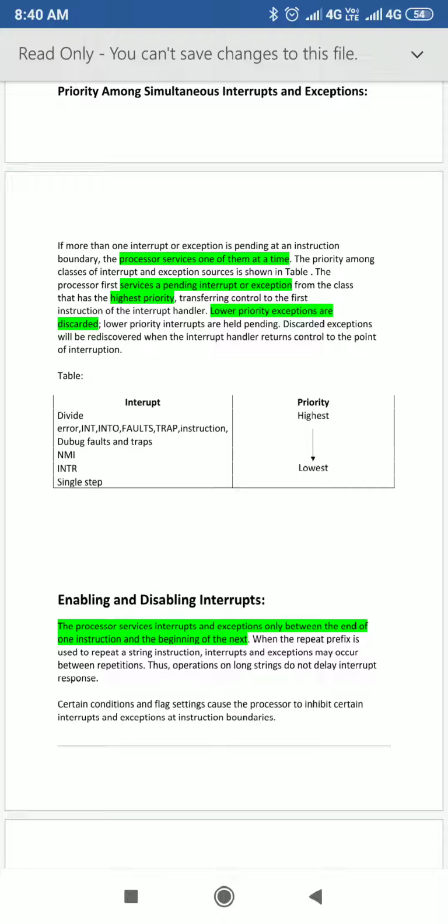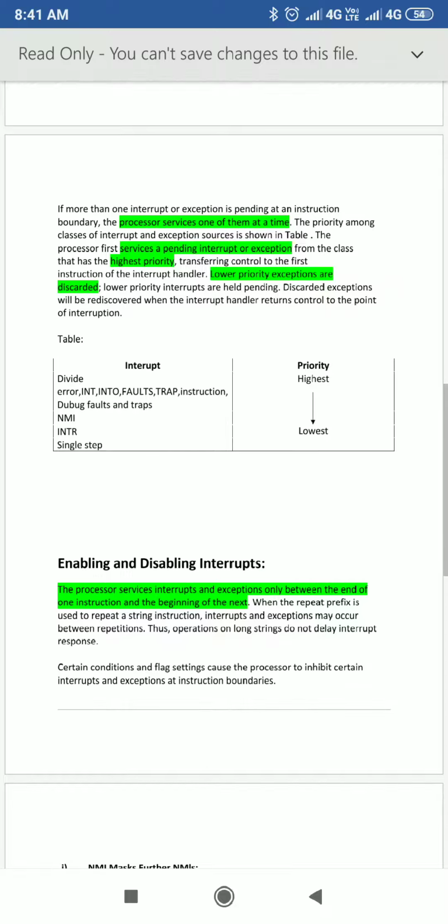When this happens, two or more interrupts occur at the same time, then the higher priority interrupt will be served first. The higher priority interrupt will be served first, and then the next highest priority interrupt will be served, and at the last, lower priority interrupts are made pending, or sometimes these lower priority interrupts are discarded by the processor.